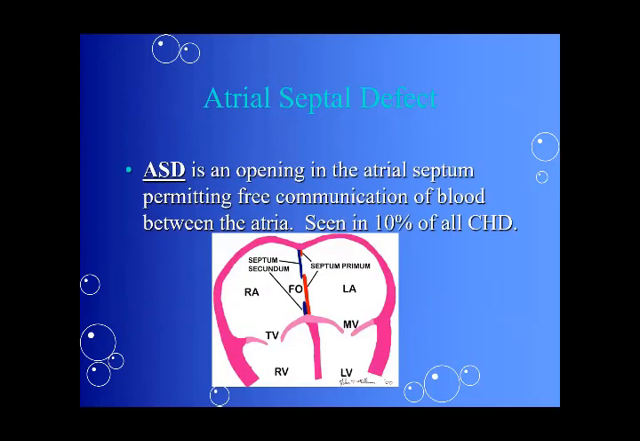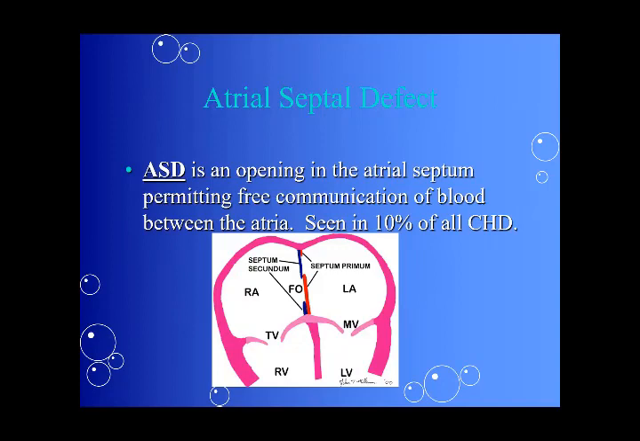So first of all, what is the atrial septal defect? The atrial septal defect is an opening in the atrial septum, between the two atria, right and left, that permits free communication of blood between the two atria. It is seen in 10% of congenital heart disease.